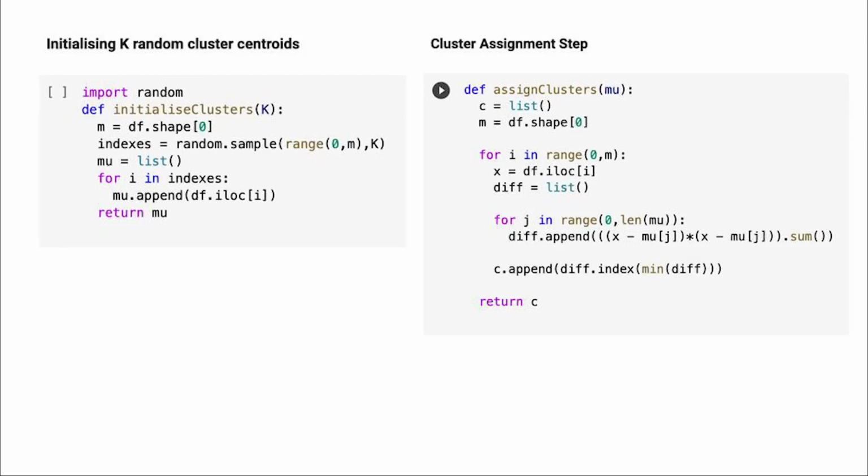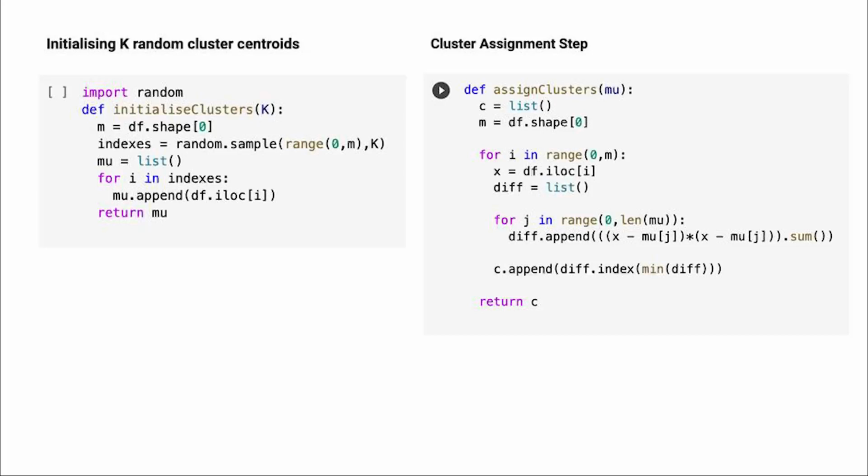And what do you give to the list named C? You give it the index which had the minimum of the differences, which had the minimum distance. The minimum distance is the nearest cluster centroid, and you give it the index of the nearest cluster centroid for the ith example. This is one iteration, and you do it for every single training example.